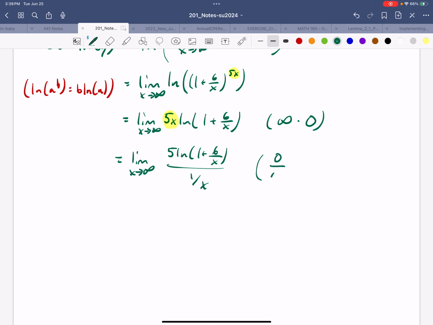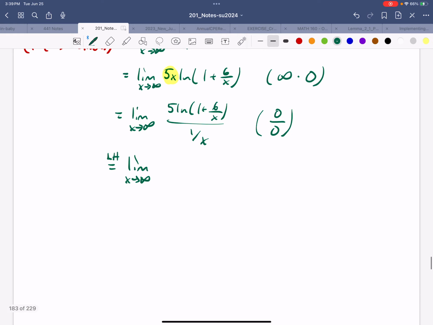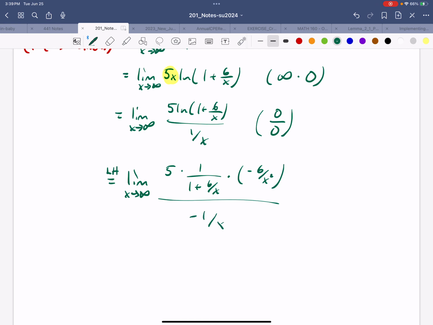Now, at this point, we have 0 over 0. So at this point, we can finally use L'Hopital's rule. Now, the derivative of the top is a little bit involved. There's a bit of chain rule. We're going to get 5 times 1 over the inside times the derivative of the inside, which is negative 6 over x squared. The bottom is going to be negative 1 over x squared. We took the derivative of the top and the derivative of the bottom.